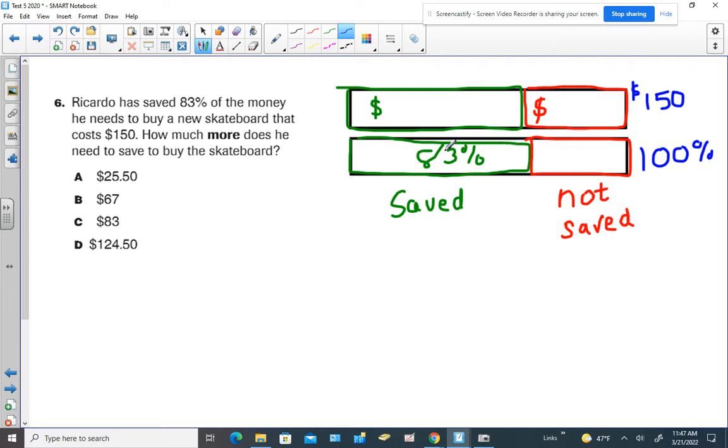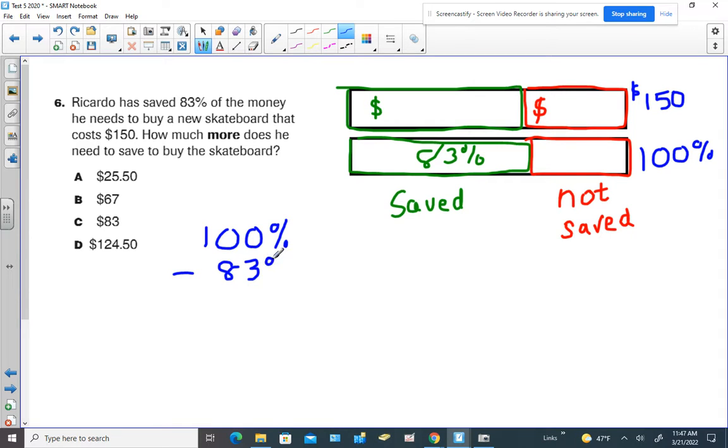So when we plug in the number, this is how much he saved. Now, that implies that there's a percentage of money that's not saved, that he still needs to save. And if he has 100% of the money, if he has all the money he needs, then he would have 100%. So the first thing you need to do is subtract 83% from 100%. So that's going to be step one.